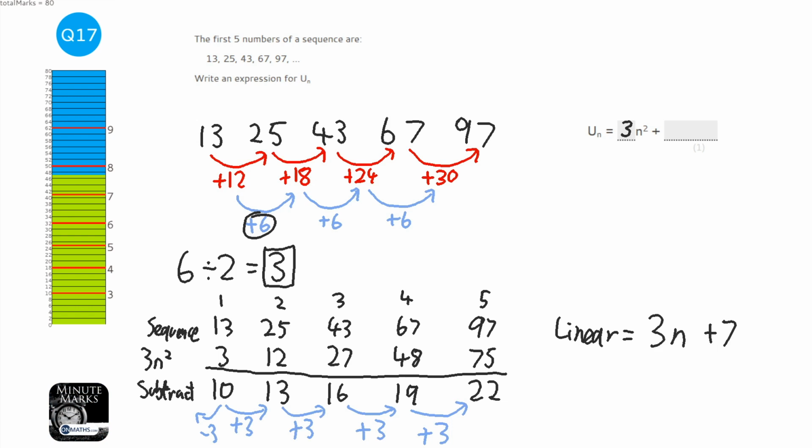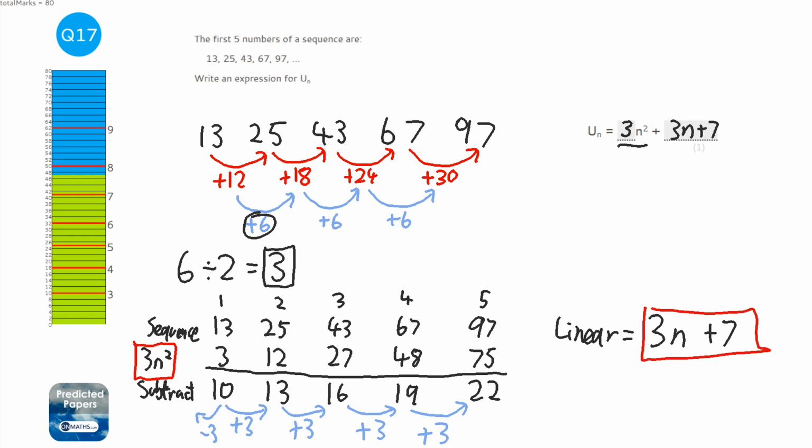So we got our 3n squared already. And we just need to add 3n plus 7. So the first thing you need to do is find out what the quadratic sequence is, the quadratic bit of it, the squared bit. Then you've got to find out what the linear bit of it is, and then just add them together.